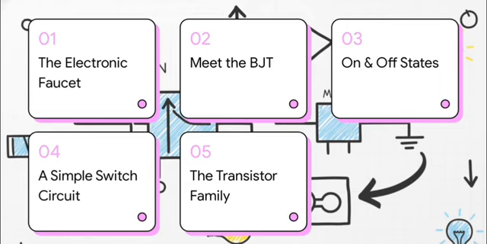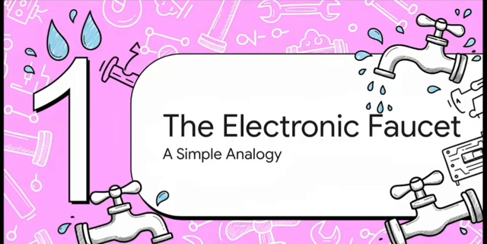Okay, so here's our game plan. First, we'll use a really simple analogy, the electronic faucet, to get our heads around the idea. Then we'll meet the star of the show, the BJT. We'll look at its two basic states, build a little circuit, and finally, we'll meet the rest of the transistor family. To really get this, we're not going to start with electronics at all. We're going to start with plumbing.